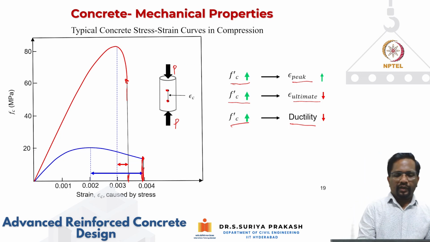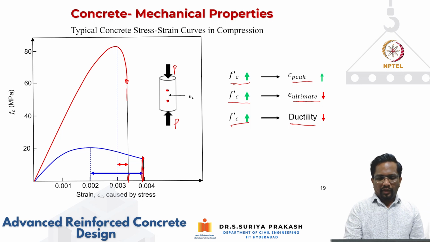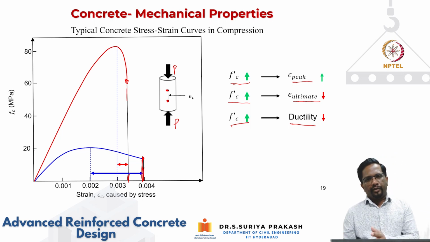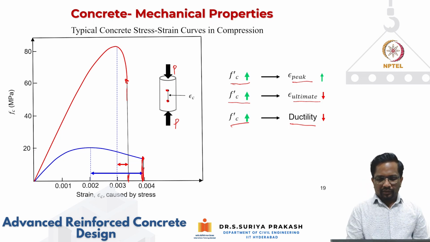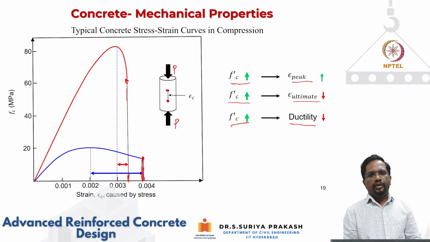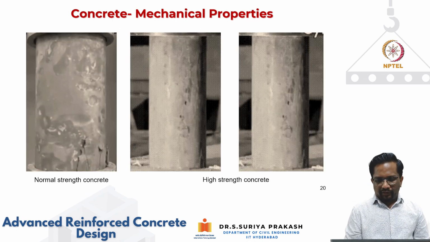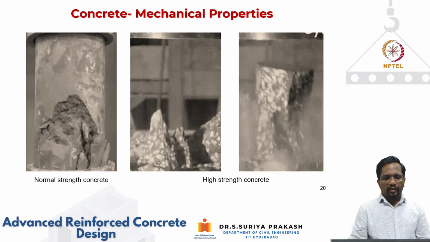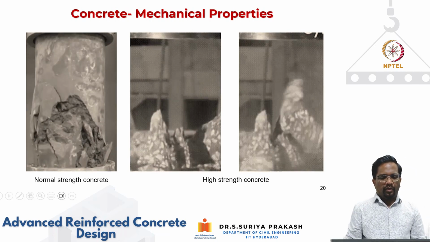We are measuring ductility in terms of the difference between ultimate strain and peak strain. So you see that an increase in concrete strength reduces the ductility, or the ability of the material to hold for a large strain. So this is a video of concrete that I tested.